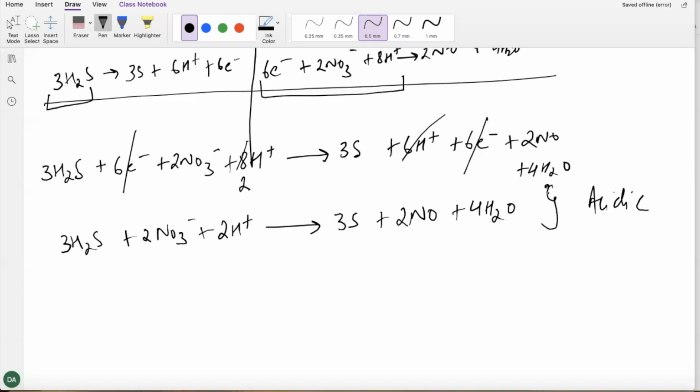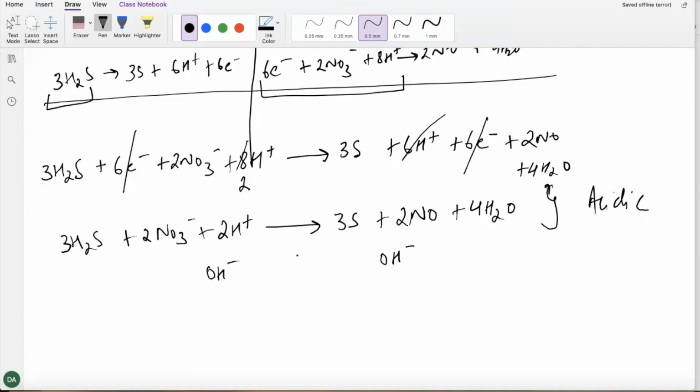But if the question said basic conditions, then what do you do here? You add OH. Which side do we add OH? On both sides. But how many OH minus should we add? And remember, it's OH minus, okay? So be in a good habit of calling it OH minus and not OH, because if you say OH, you will actually forget the charge. So do say OH minus, okay?